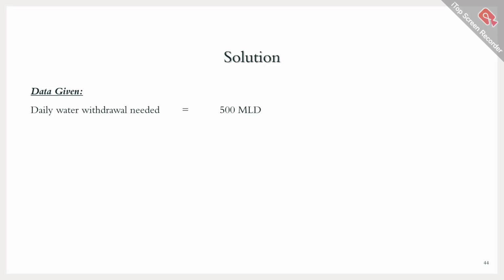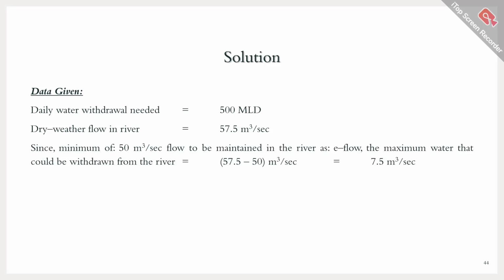So daily water withdrawal needed is 500 MLD, which equals the demand. Dry weather flow in the river is given as 57.5 meter cube per second. Since a minimum of 50 meter cube per second flow is to be maintained in the river as e-flow, the maximum water that could be withdrawn from the river is based on the dry weather flow of the river.